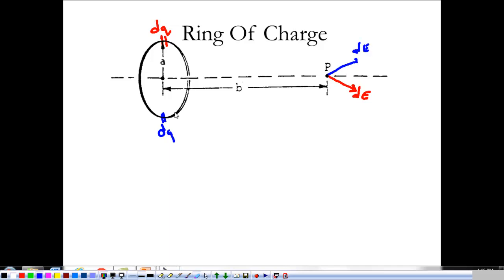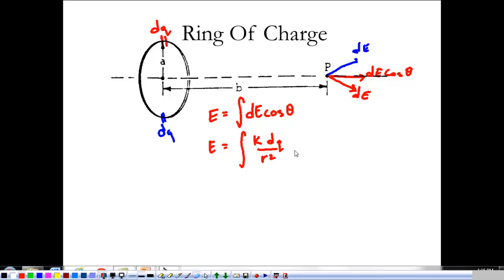It's going to cancel out that y contribution. It's going to be that way all across the ring. So really all that we're going to be interested in is the dE cosine theta part, just the x part of it because of symmetry. So looking at this, our electric field E is going to be all of the little electric fields added together times the cosine of theta. So let's plug in what we know. Our differential form of the electric field is k dq over r squared times the cosine of theta.